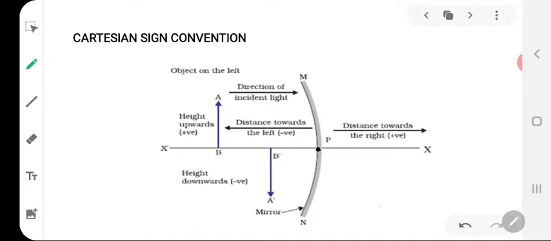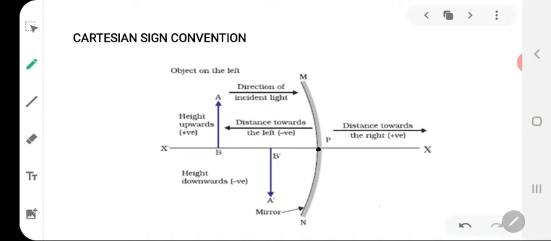It's actually just like we do all the measurements on a graph paper from the origin. Similarly, in case of spherical mirrors, all the measurements will be done from the pole of the mirror. So pole is the central point. So either we will do the measurement towards the right or towards the left from the pole of the mirror.